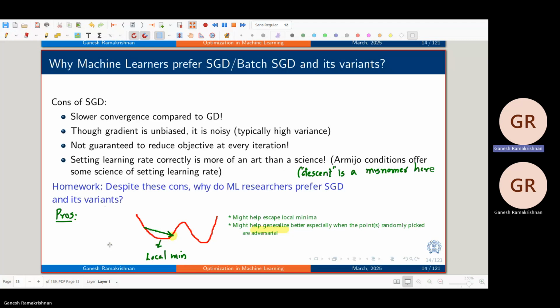Despite all of these cons, why do ML researchers prefer stochastic gradient descent, right? So there are some pros. We are going to list some pros here. And by the way, descent itself is a misnomer, right? Well, pros from a machine learning perspective: is it possible that they help you get out of a local minimum? Maybe some points are pathological points. Instead of considering all the points, if I consider the good points which are not pathological, maybe they help me get out of a local minimum, right?